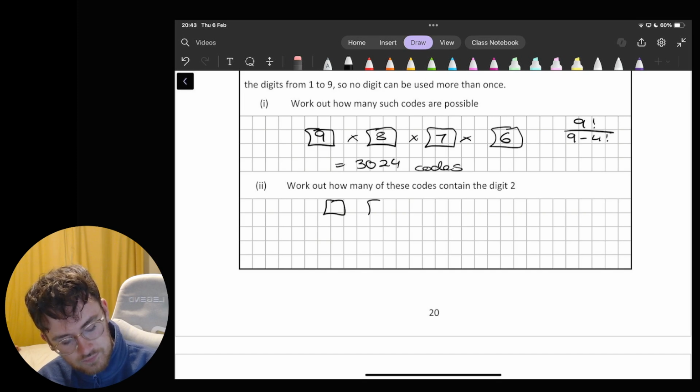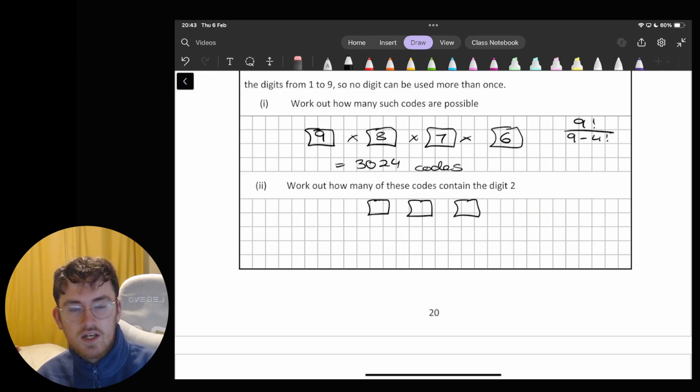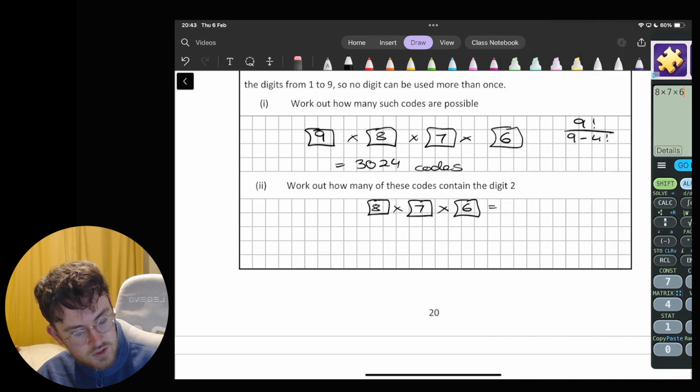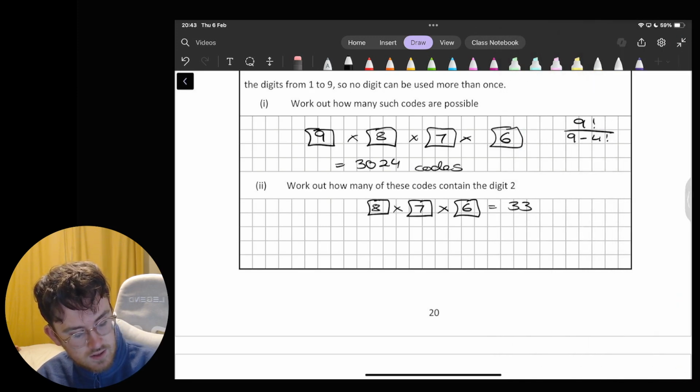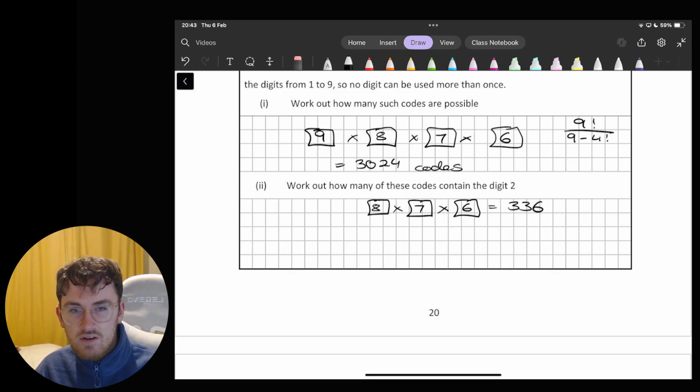Well, we have only 3 to look at now. We've only 3 different ones to look at. So we've 8 options for this one, 7 options for this one, and 6 options for this one, which is 336. So we've 336 different arrangements of these other three digits.